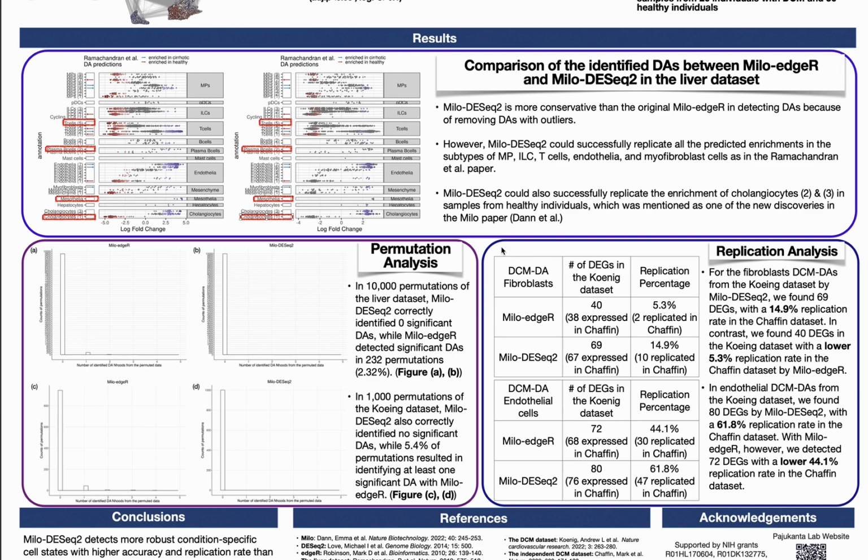Second, from our permutation analysis, Milo-DESeq2 did not detect any DAs during the permutations for both the Ramachandran et al. liver dataset and the Cohen et al. DCM dataset, while Milo-HR detected DAs for 2.3% and 5.4% of all the permutations correspondingly for each dataset.